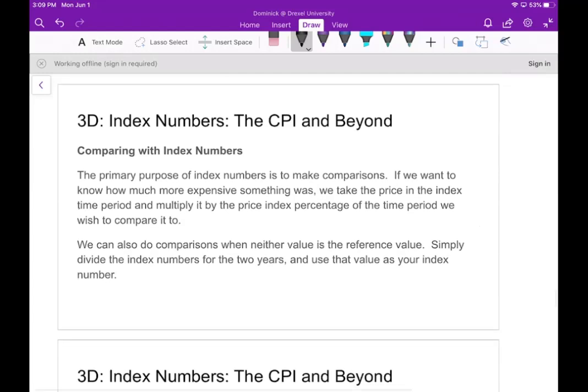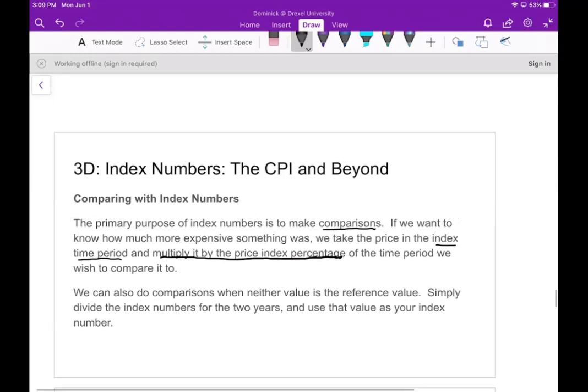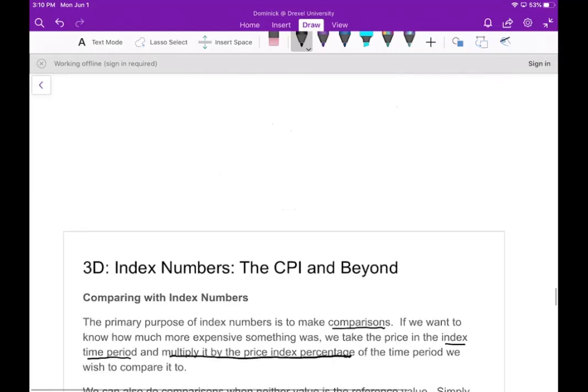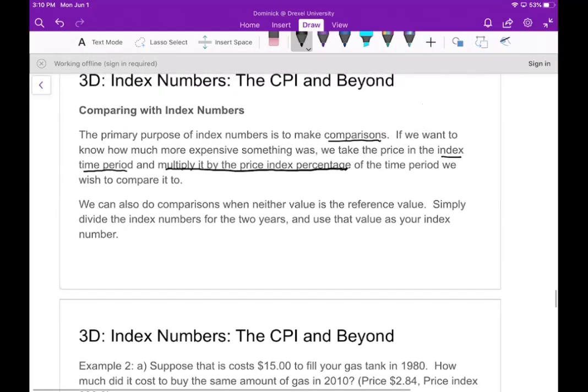Okay, so like I mentioned before, the primary purpose of index numbers is that they're used to make comparisons, right? So if we want to know how much more expensive something was, of course, we take the price index in the time period that we're looking at, and then we multiply it by the price index percentage of the time period that we wish to compare it to, right? So we said that in our last example, we had 309% difference in our prices there. So that's what we would use, right?